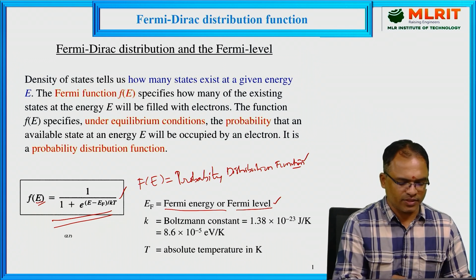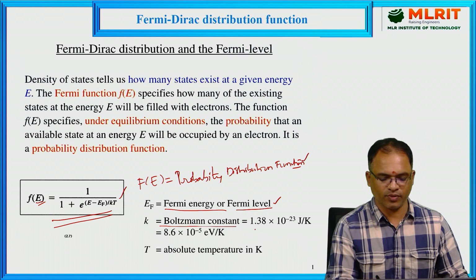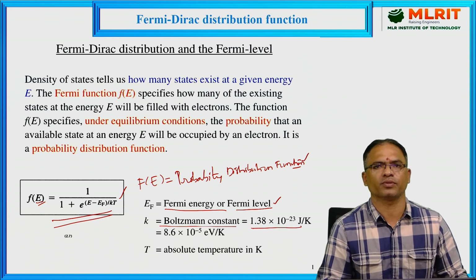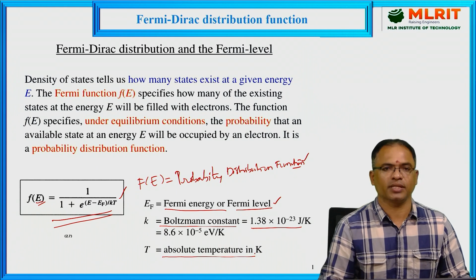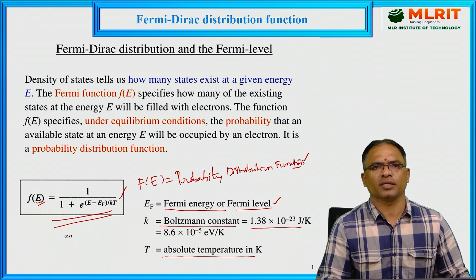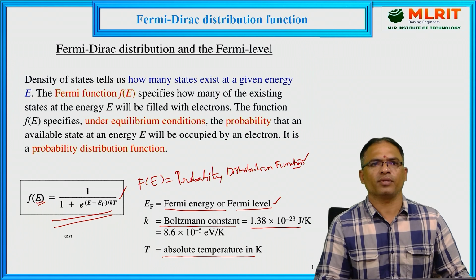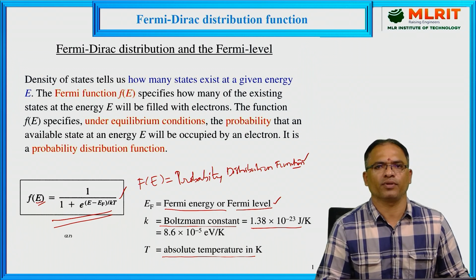In this expression, small k is the Boltzmann constant, which has the value 1.38 x 10^-23 joule per Kelvin, whereas capital T is the absolute temperature in Kelvin. So that is about the Fermi-Dirac distribution function, which was derived by the two scientists Fermi and Dirac in order to study the behavior of fermions, or the elementary particles having half integral spins.